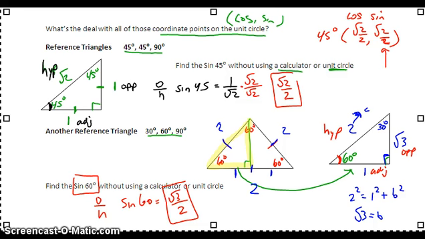So I wanted to take some time to explain to you how those coordinate points came along from your unit circle. And if I ask you to find sine, cosine, tangent of 45, 30, or 60 degrees without using the unit circle or the calculator, you have to draw these reference triangles. So let me circle them for you so you know which ones I'm talking about. This is a 45-45-90 degree reference triangle, whereas this triangle is your 30-60-90 degree reference triangle.